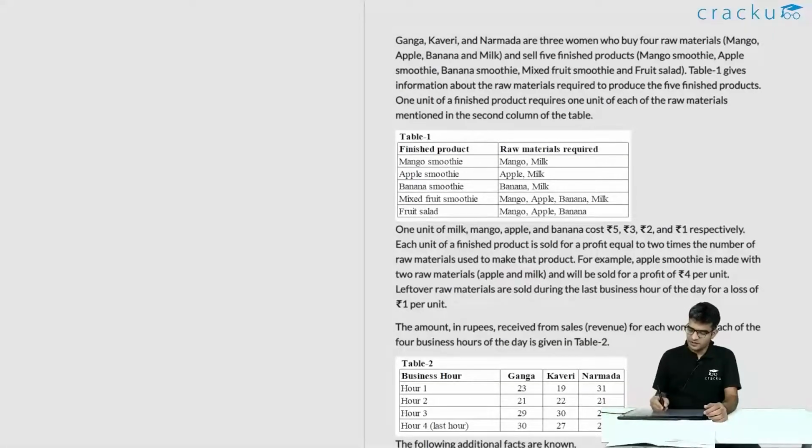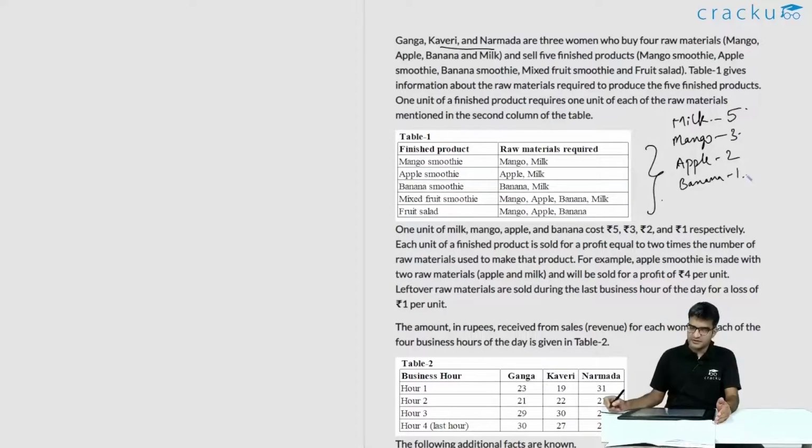In this question, we are told that there are 3 women who can sell 5 finished products. The products are mango smoothie, apple smoothie, banana smoothie, mixed fruit smoothie and fruit salad. The prices of the raw materials are given. The prices of mango, milk, all of these are given. The price of 1 unit of milk is 5. The price of 1 unit of mango is 3. The price of 1 unit of apple is 2 and the price of 1 unit of banana is 1.